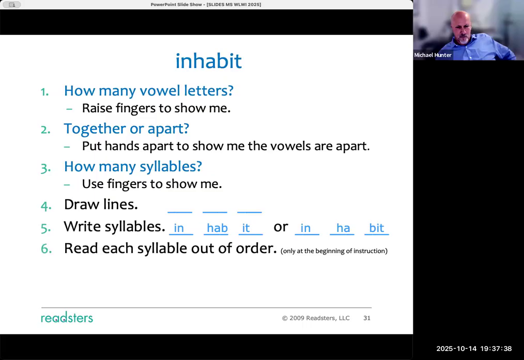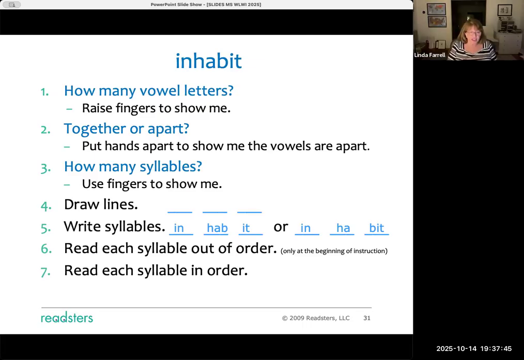This is the read syllable out of order that you did with admonish. Yes, you only need to do that for those kids that can't really easily blend it or struggle and make a big guess. And then number 7, read each syllable in order. And number 8 should be read the word. Let's go to the next one.